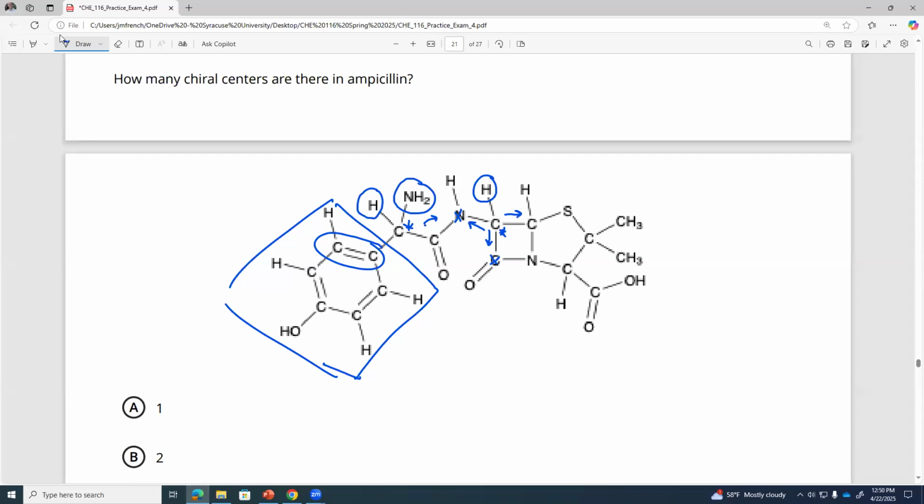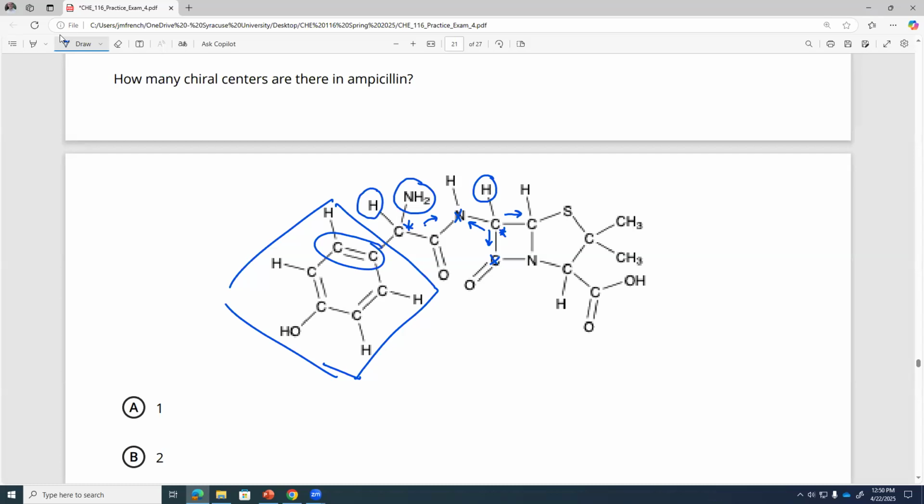Right, to the left, I have a nitrogen. To the right, I have a carbon. But if we look, this carbon is attached to a sulfur. It's attached to this different part of the ring. It differentiates itself from this carbon because this carbon's in a carbon-oxygen double bond. So even though they're both carbons, they are not the same carbon, right? They are different carbons. So far, 1 chiral carbon, 2 chiral carbons.